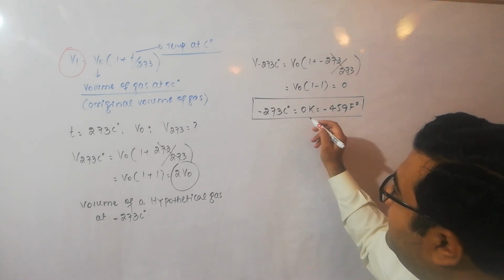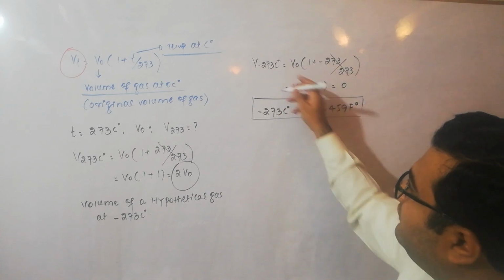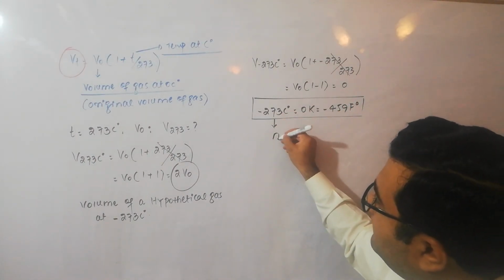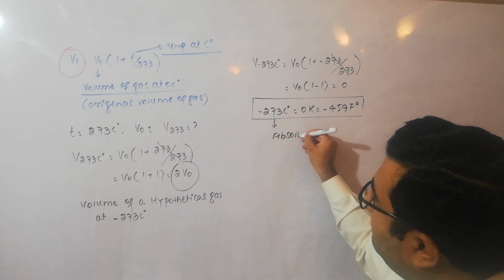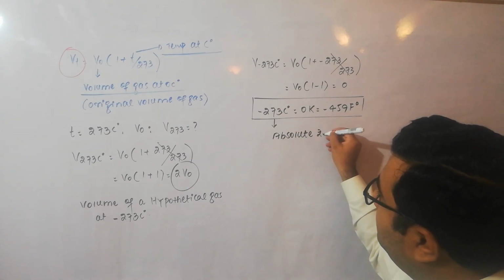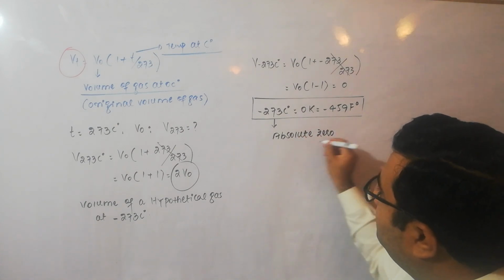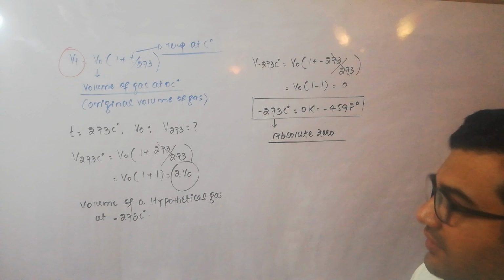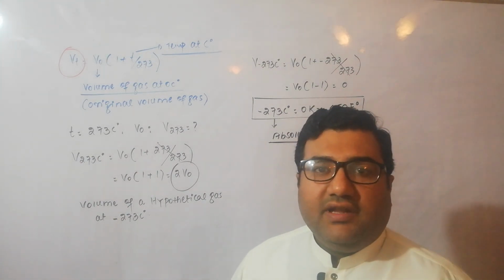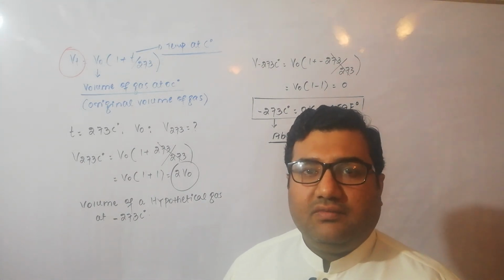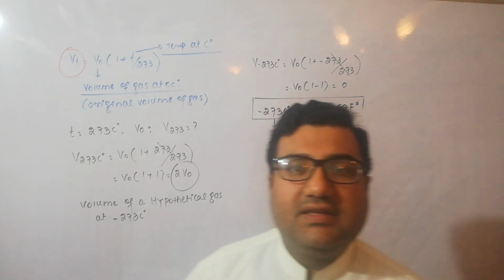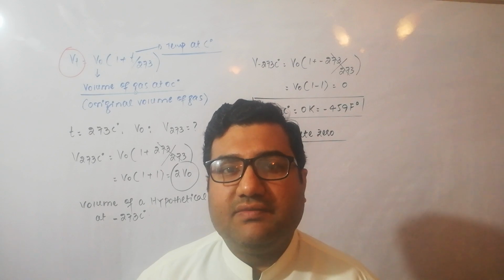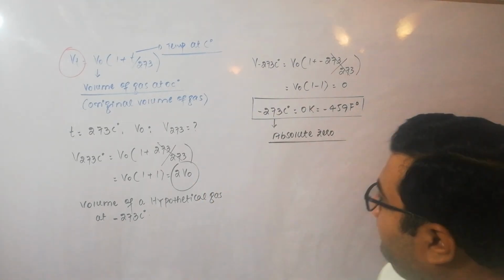And this temperature at which the volume of the hypothetical gas becomes equal to 0, this is called absolute 0. 0 Kelvin is the absolute 0, and its value on the degree Celsius is minus 273 degrees C, and on degree Fahrenheit is minus 459.